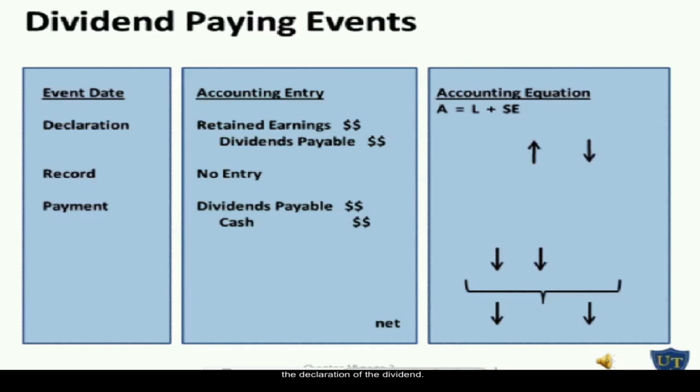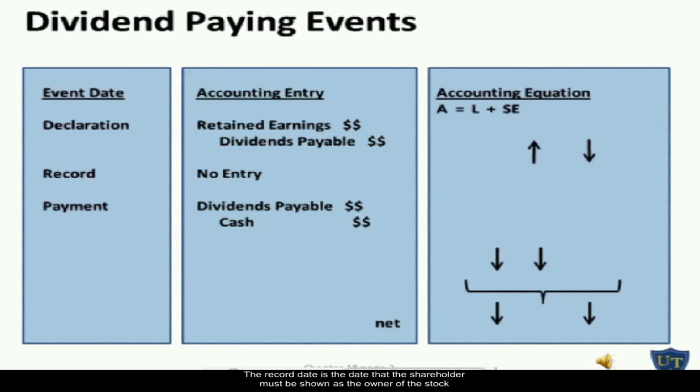First is the declaration of the dividend. This is the time when the board of directors has made the decision that they're going to distribute some corporate assets, typically cash, out to the shareholders. It's that decision that initiates the accounting entry where we debit retained earnings and credit the dividends payable. The effect of that on the accounting equation is two offsets within the right side of the balance sheet. Liabilities are increased while stockholders' equity decreases.